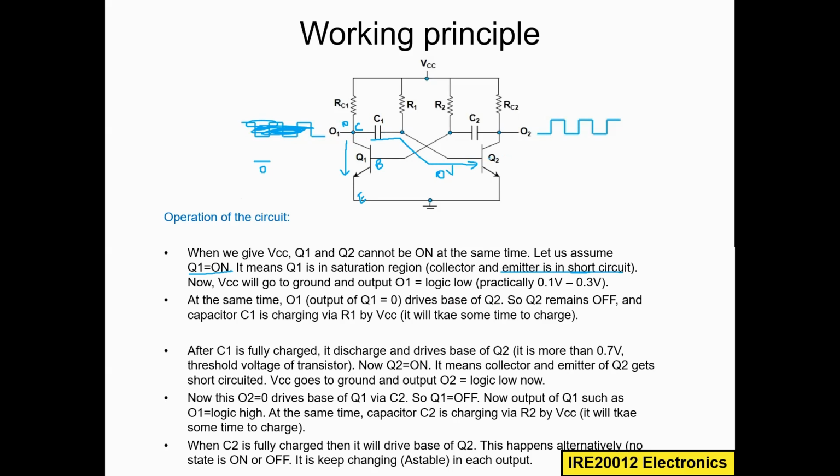Q2 will be in the off condition, right? Because you need to apply a base voltage above the threshold voltage in order to drive this transistor. Now you are applying almost 0 volt here, so this Q2 is off. Here Q1 is on because it's short circuited, and here Q2 is off, and we can call this an open circuit.